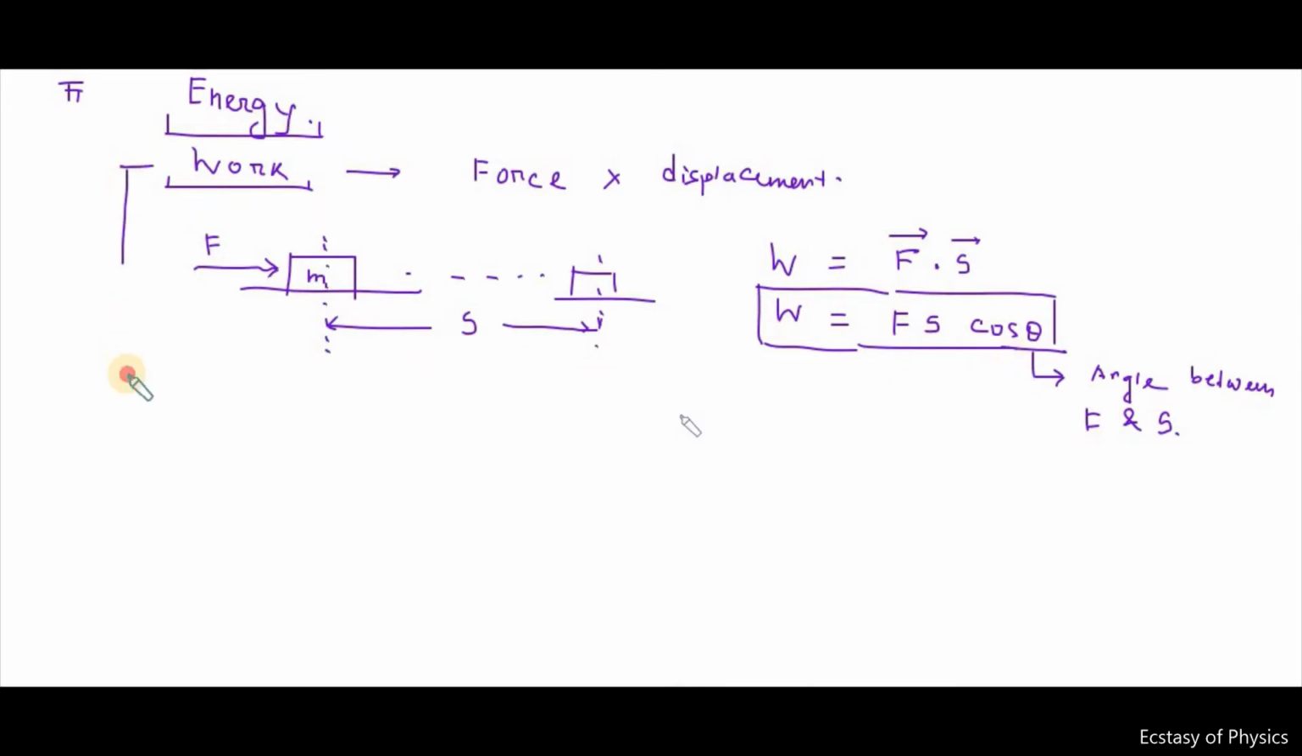Now this work done is a scalar quantity. The meaning of that is it only has magnitude but no direction. The SI unit of work done is joules.